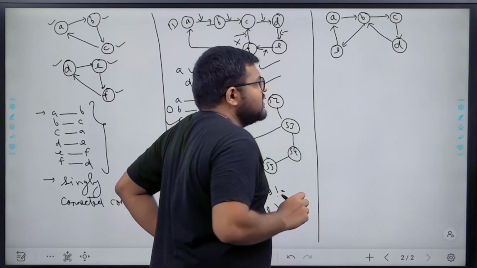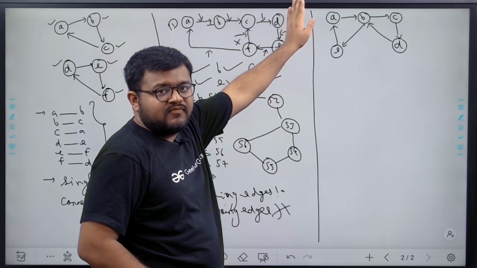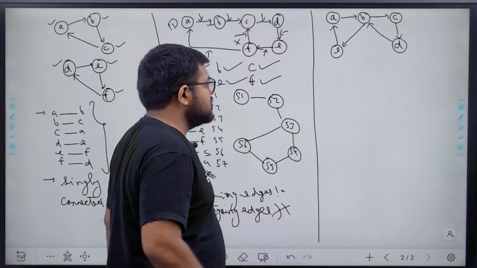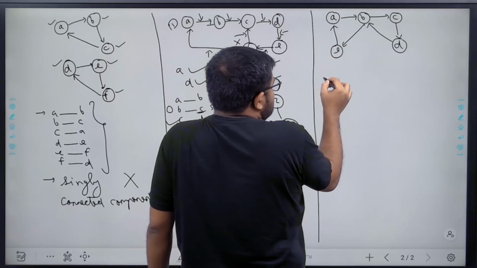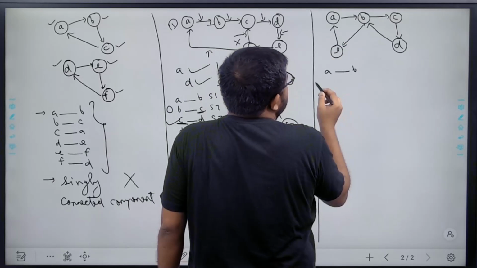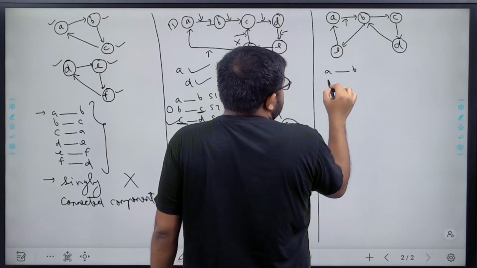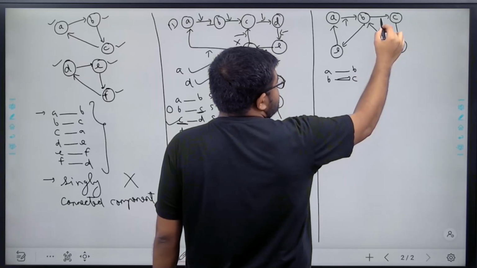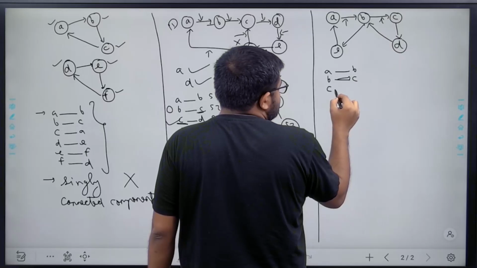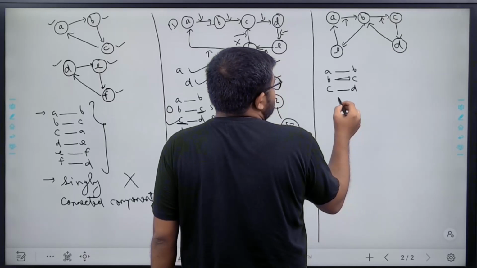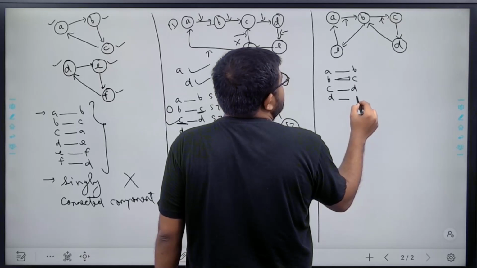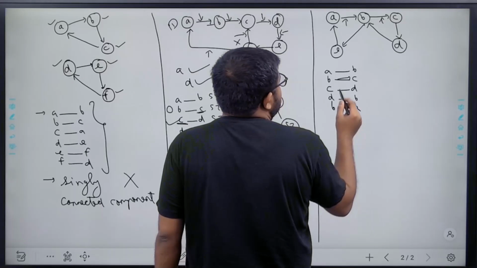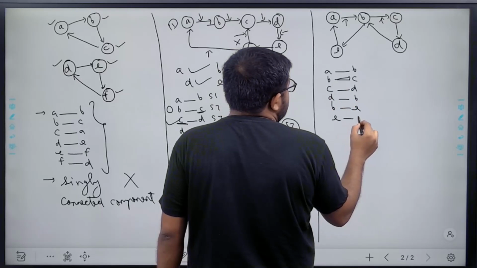Also, this is a singly connected component because there is a path between each and every pair of nodes. You can check it by yourself. So what would be the condition here? There would be an edge from A to B. There would be an edge from B to C, starting with B and ending with C. There will be an edge starting with C and ending with D. There will be an edge starting with D and ending with B. There will be an edge starting with B and ending with E. There will be an edge starting with E and ending with A.